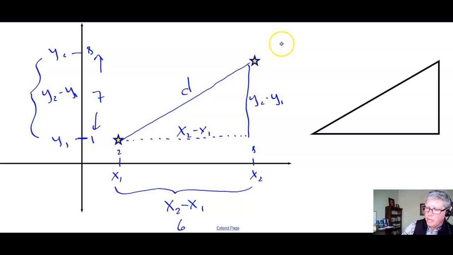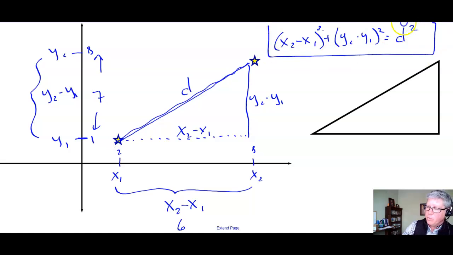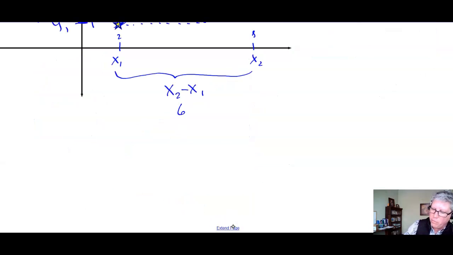So what we say here is x2 minus x1, the difference between the x's squared, plus the difference of the y's squared, is equal to this length squared. That is the distance formula. I love it. But Mr. Sayers, you're trying to find the distance, not the distance squared. So we'll take the square root of both sides, and we will get our newfound formula.